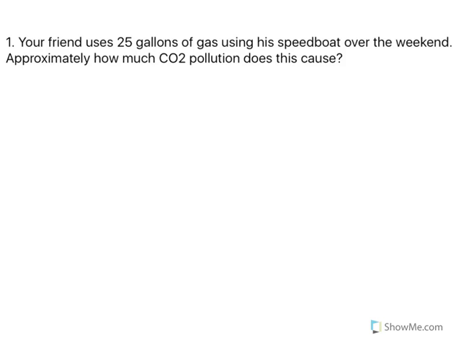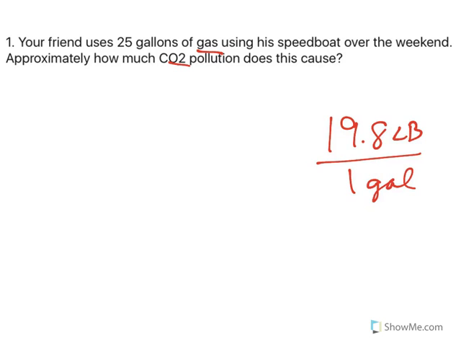Let's do some practice with carbon dioxide emissions. Number 1. Your friend uses 25 gallons of gas using his speedboat over the weekend. Approximately how much CO2 pollution does this cause? Okay, we're using gasoline and CO2, so that should trigger the 19.8 pounds per 1 gallon of gas identity ratio.